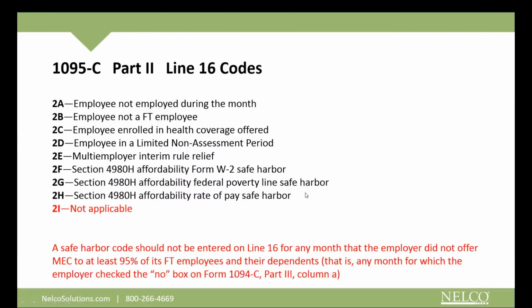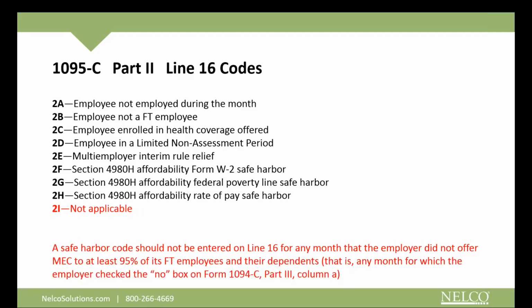So, one quick note on line 16 codes. A safe harbor code should not be entered in line 16 for any month that the employer did not offer minimum essential coverage to at least 95% of its full-time employees and their dependents. On your 1094C Part 3, Column A, you need to certify that you offered minimum essential coverage to 95% of your full-time employees and dependents by checking the yes box.